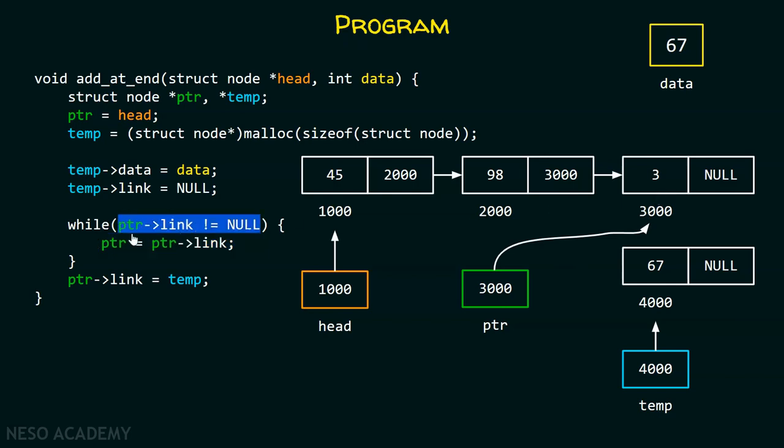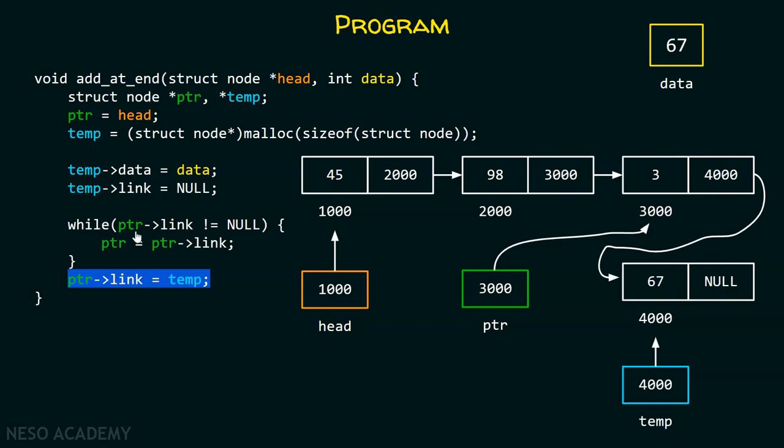After this point, we will check this condition once again. Is PTR link equal to null? Yes, now this is equal to null. We stop at this point. We'll come outside of this loop. And at this point, we will update the link part of this node by this address 4000. After updating the link part, this node is now pointing to this node.